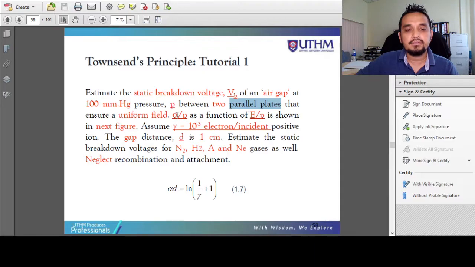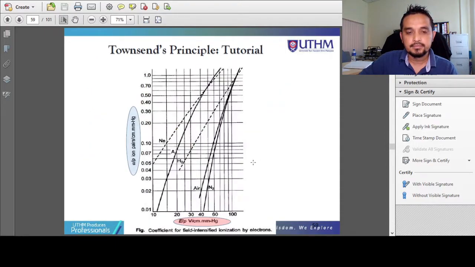Here, the ratio of alpha to the pressure is given by this illustration, this plot against E over P, electric field over pressure. So we have alpha, the primary Townsend coefficient, against the electric field, both as a ratio of pressure.